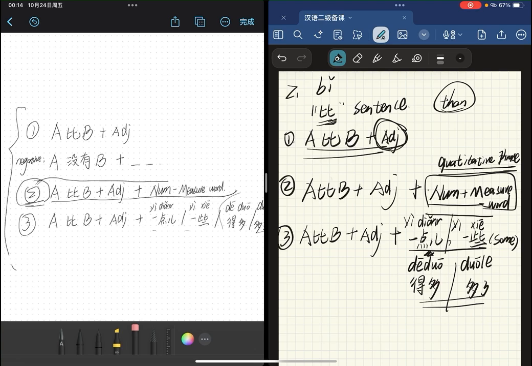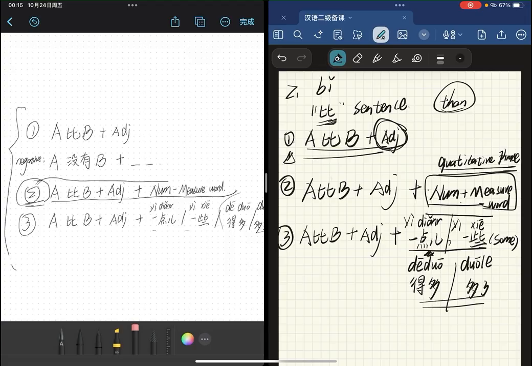The first one, A比B + adjective. So this is a basic structure. When we want to compare the characteristics of two people or two things, we can use a 比 sentence. So the first one is a basic structure, a simple structure: A比B adjective.